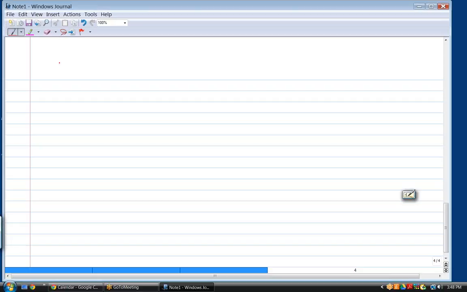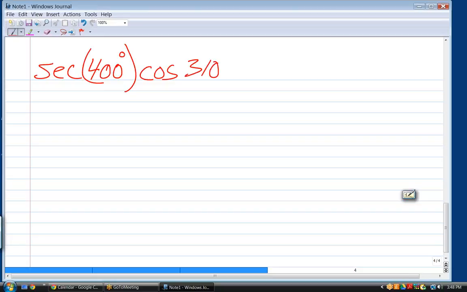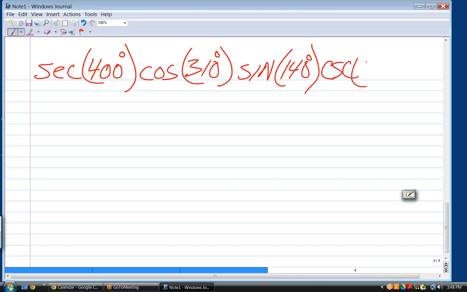Let's do another one. Okay. I have the secant of 400, and then 400 is in parentheses. Cosine of 310, and 310 is in parentheses. Sine, parentheses, 140. Cosecant, parentheses, 50. Minus cotangent of parentheses, negative 50.